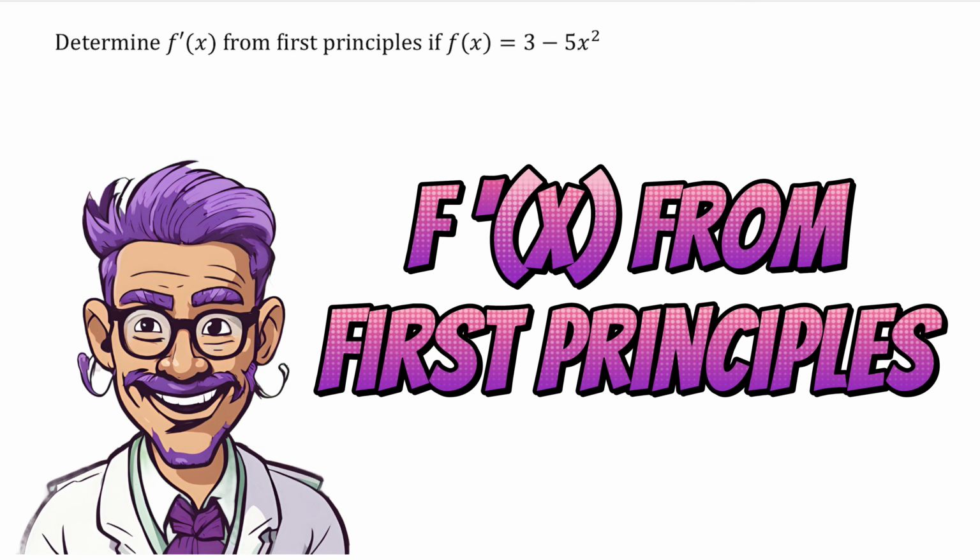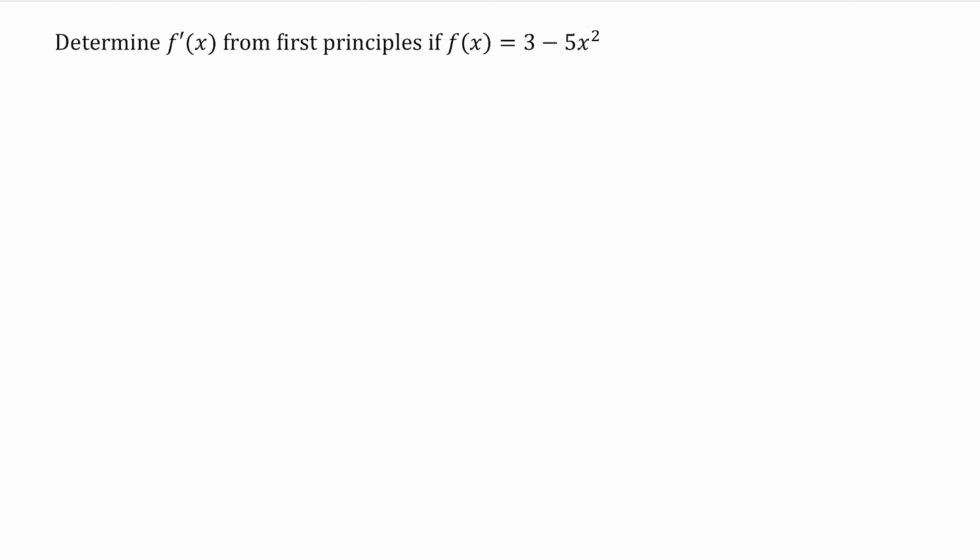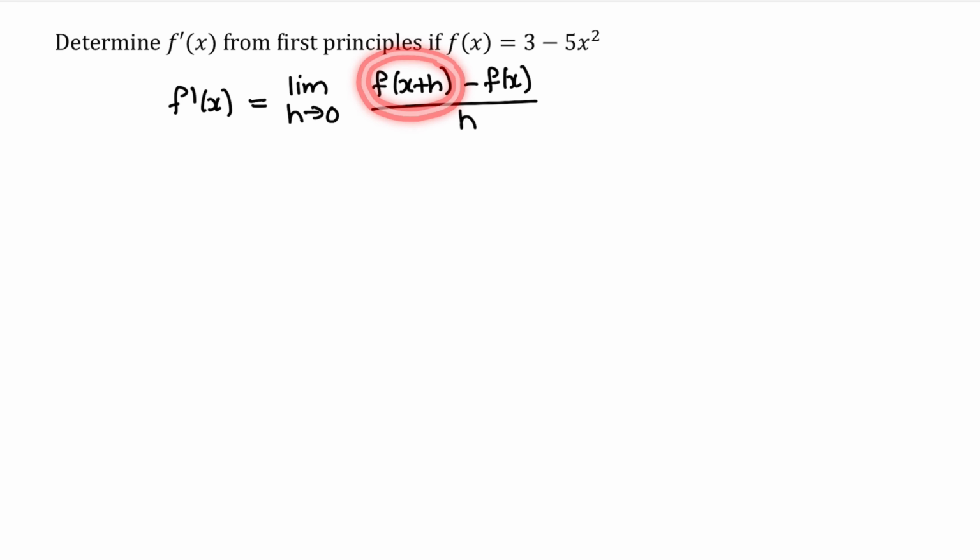Welcome to Mathenatic. In this video, we'll find the derivative of f(x) from first principles, where f(x) is equal to 3 minus 5x squared. When they ask you to find the derivative from first principles, you would need to use the equation: the limit of h towards 0 for [f(x + h) minus f(x)] over h.